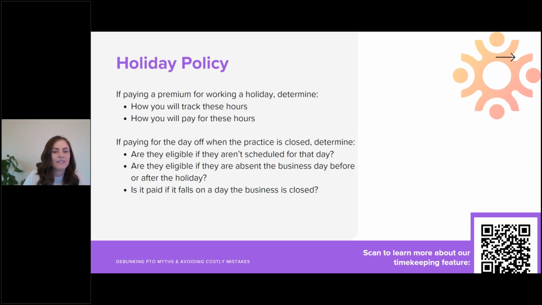The next one is if it is paid, if it falls on a day that the business is usually closed. So let's say it falls on a Saturday, but your practice is always closed on Saturdays. Do you want to pay for that holiday or not? Again, you just want to make sure that all of these are clearly outlined in your policy so employees know exactly when they are eligible for the paid holiday and when they are not. And again, it helps you as well. If you're like, wait, do I pay for this? You have that policy to fall back on and you can remind yourself along the way.